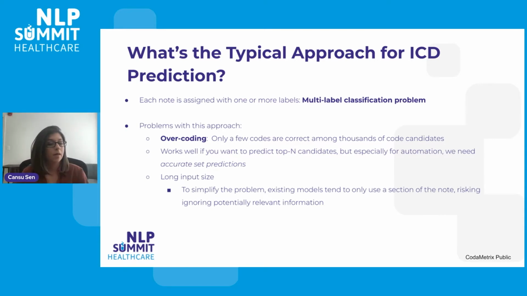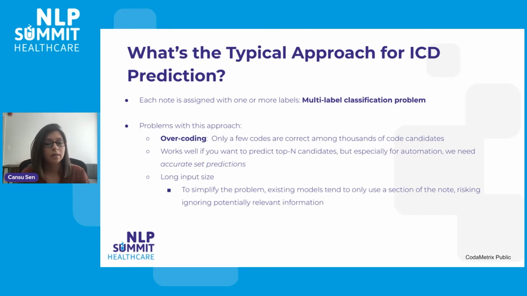Since this is a common task, there are some academic papers available focusing on the ICD prediction task using these multi-label classification approaches. When we look at these methods, we see a couple of common problems, and one of them is overcoding. Since we have only a few codes for each case, and the label space is very large, we usually see that these methods tend to overcode, meaning they tend to assign more ICD codes than the correct number.